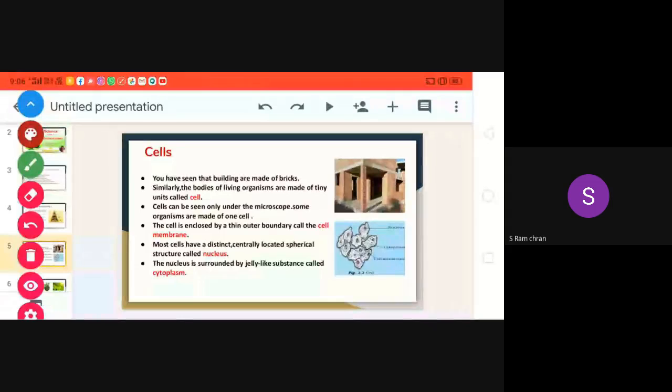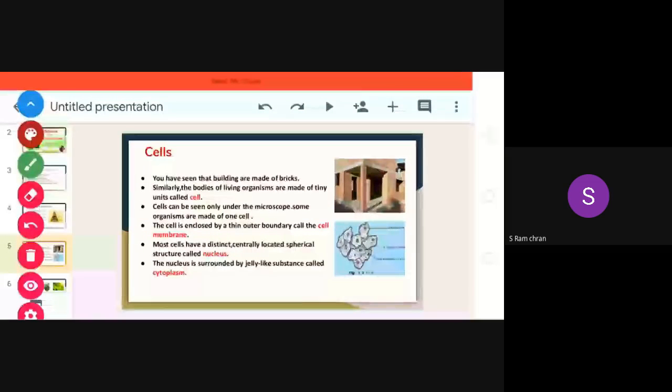So bricks are the small units, right? You have seen that buildings are made of bricks. Similarly, the bodies of living organisms. Living organisms are nothing but animals, plants, everything. Similarly, the bodies of living organisms are made of tiny units called cells.